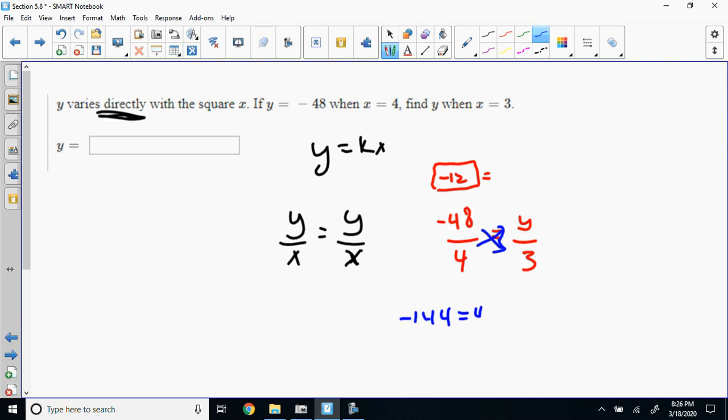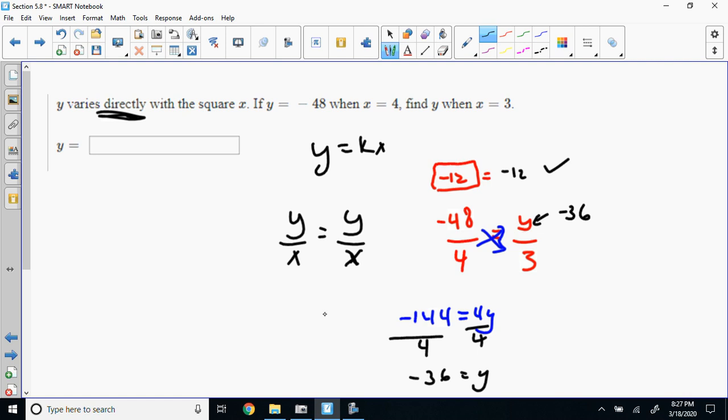Negative 144 equals 4y. And then divide by 4. So that would be negative 36 is equal to y. Okay, so if we plug this in and put negative 36, does negative 36 divided by 3 give me negative 12? And yes, it does.